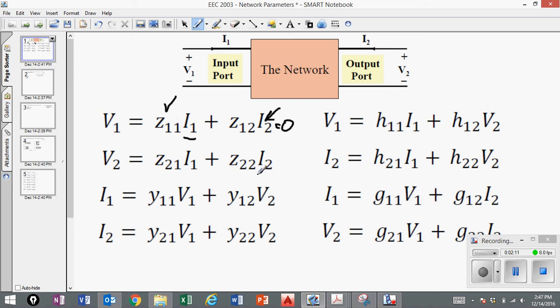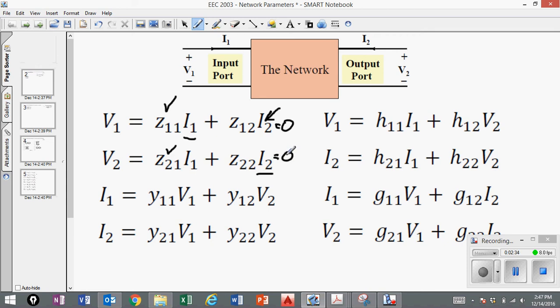Since you already have set I2 equal to 0, it also gives you an opportunity to measure the value for Z21. And what you have to do there is measure the open circuit voltage for V2 and use the value of current that you measured again, and that will give you the value of Z21.